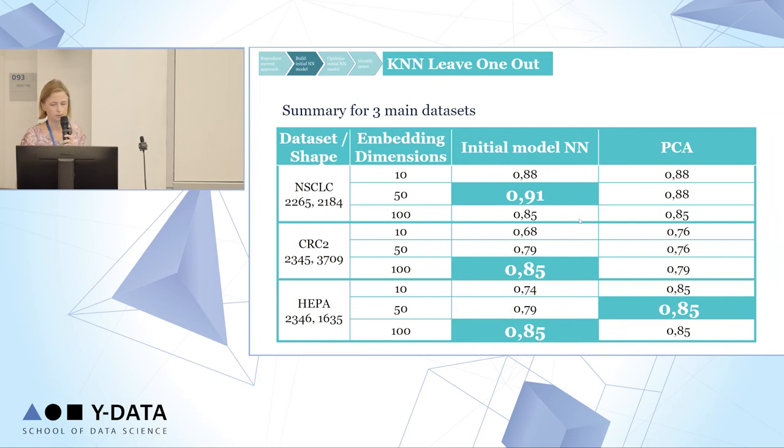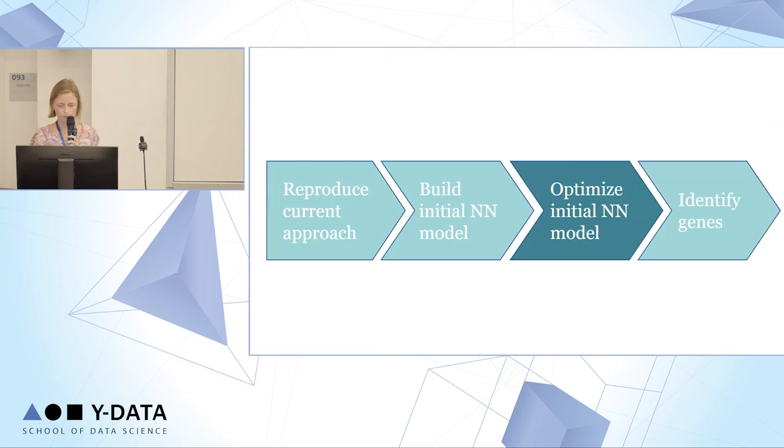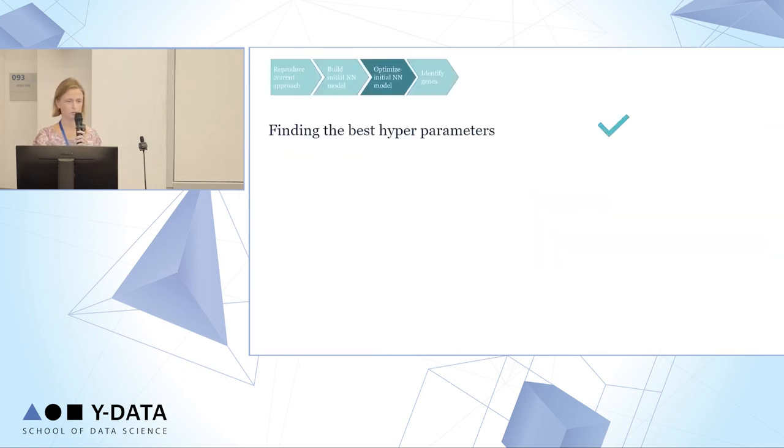We continued experimenting with different dimension sizes, but here we could confirm that the neural network works better than PCA. So we moved to our next step. We searched for different hyperparameters, basic ones like learning rate and so on. And we also tried different sizes of dimension itself, of the embedding space itself, and of hidden layers as well.